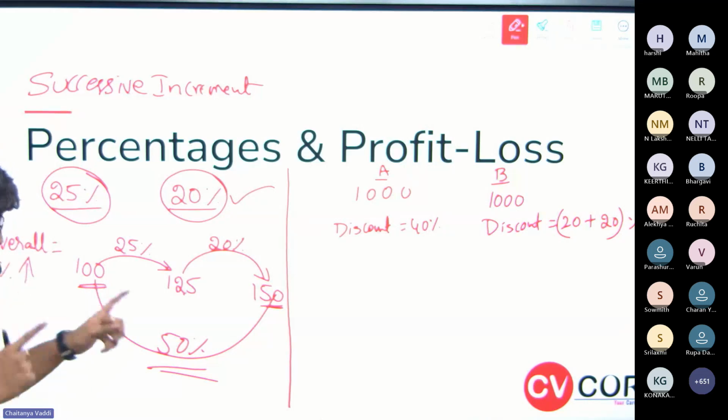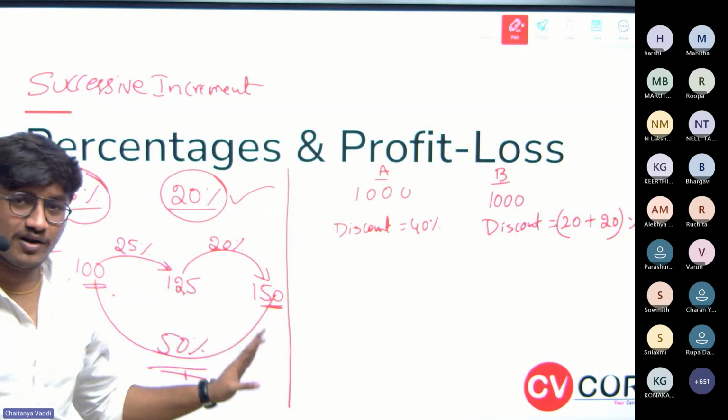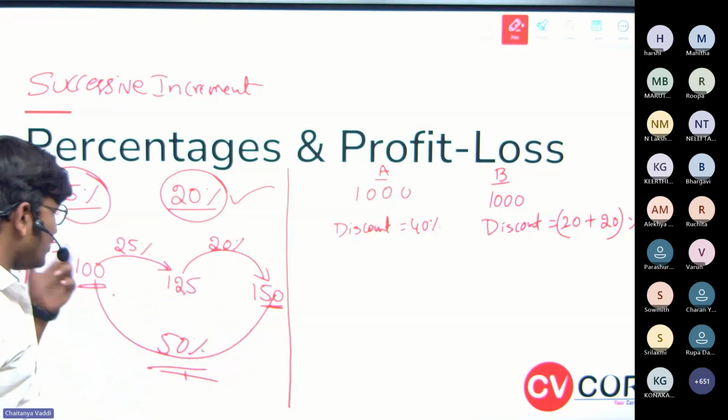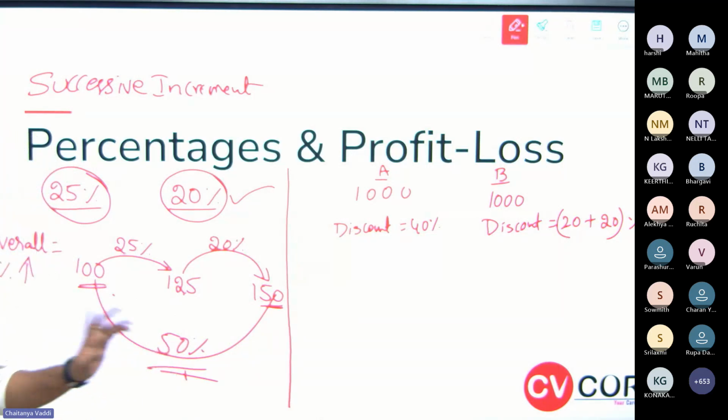Even if you try the same question considering 500, you will get the answer 50. If you take 1000, you will get the answer 50. So the answer will not change by taking any value as a reference value. Just to make our calculation simple and easy, I decided to take it as 100. You can take any value, try it, and you will get the same answer.